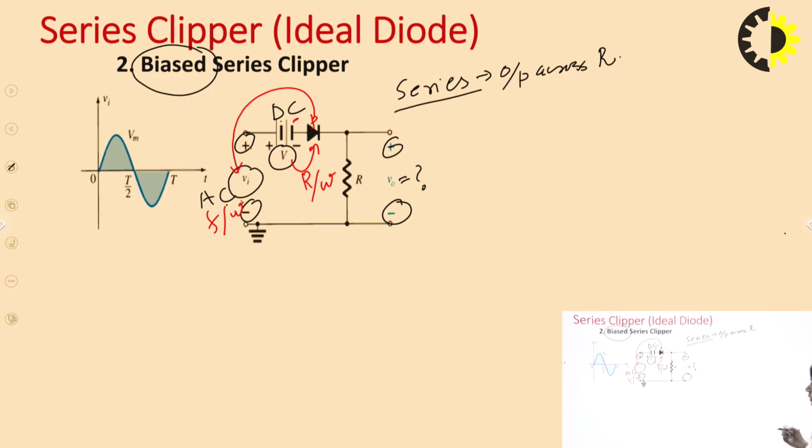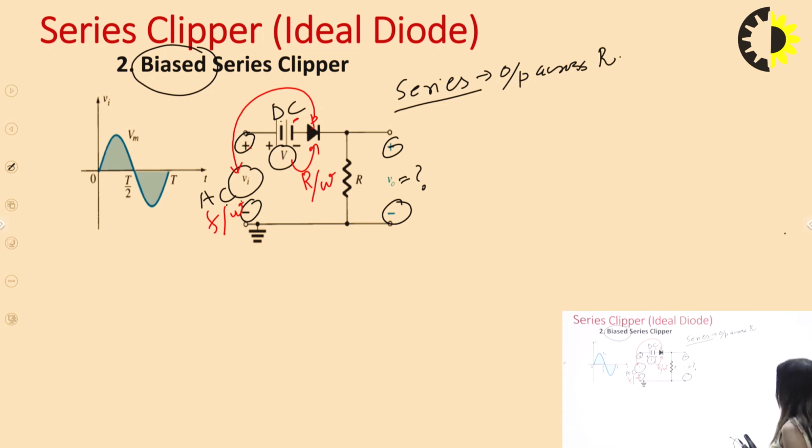Now what should be done? Now we can see the effect of this input voltage. This voltage is reversing this diode. Now we have to analyze when this Vi would be greater than V. Only when Vi is greater than this positive V can the diode remain in the forward bias condition.